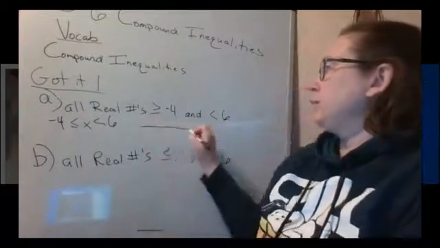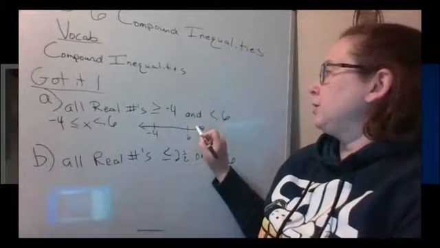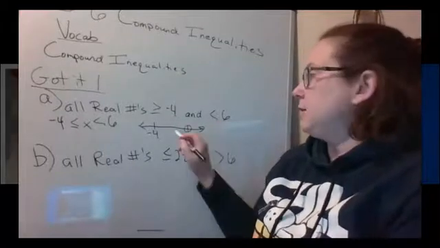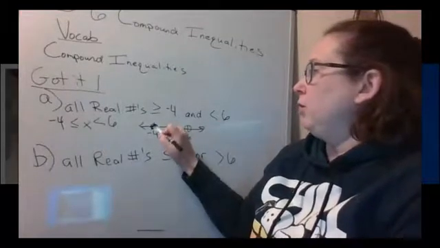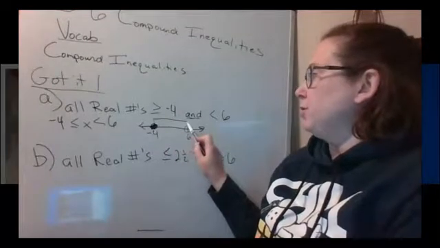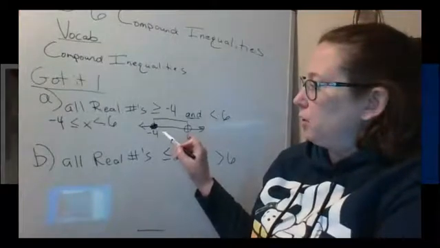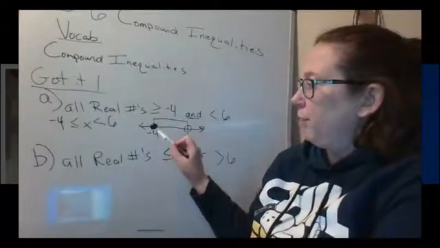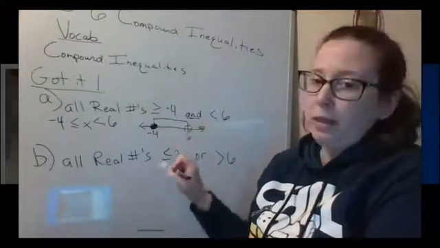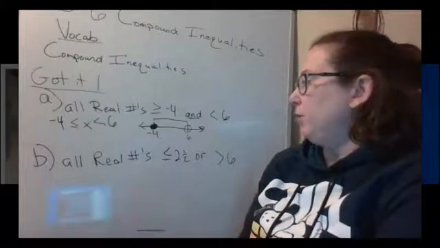When you graph this, you're graphing your -4 and your 6. 6 is going to have an open circle because it's just the less than sign. -4, you're going to have a closed circle. And then because this is an "and," you know that these are going to join in the middle. So I would draw it like that, showing that our solution set would include -4, would not include 6, but also includes everything between -4 and 6.